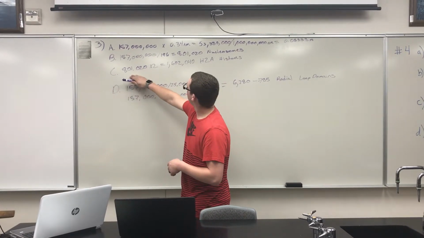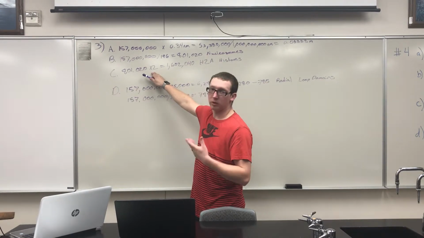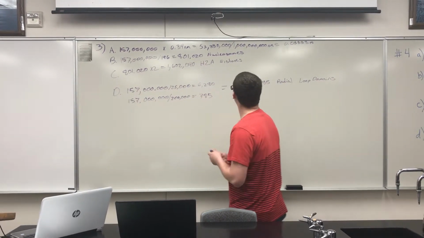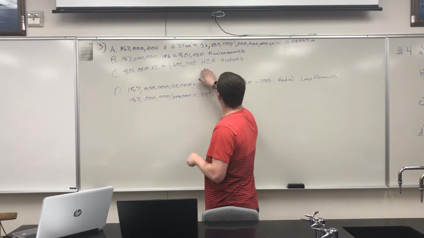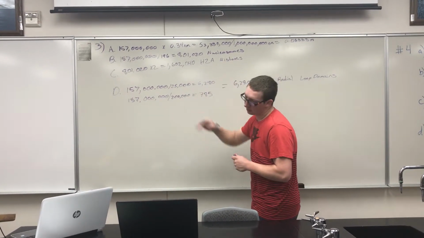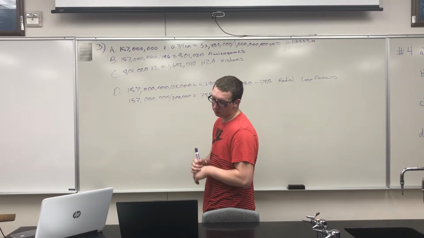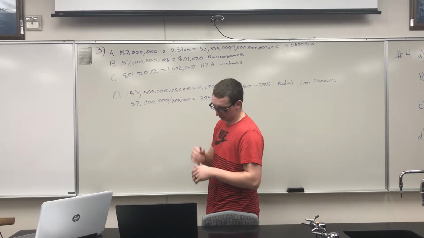So we take our nucleosomes times 2, because there are 2 of each in a nucleosome. That comes out to 1,602,040 H2A histones. For letter D, how many radial loop domains would you expect to find within this translocation chromosome?